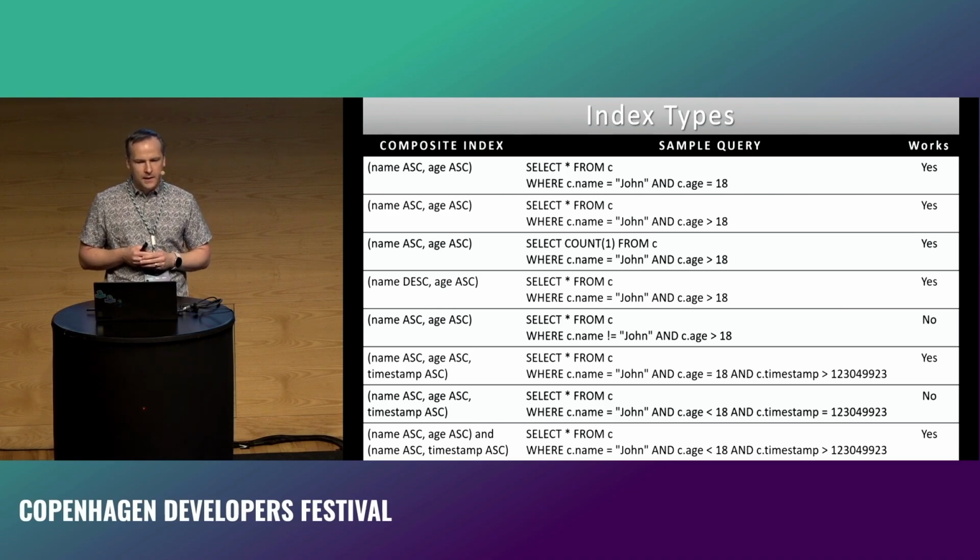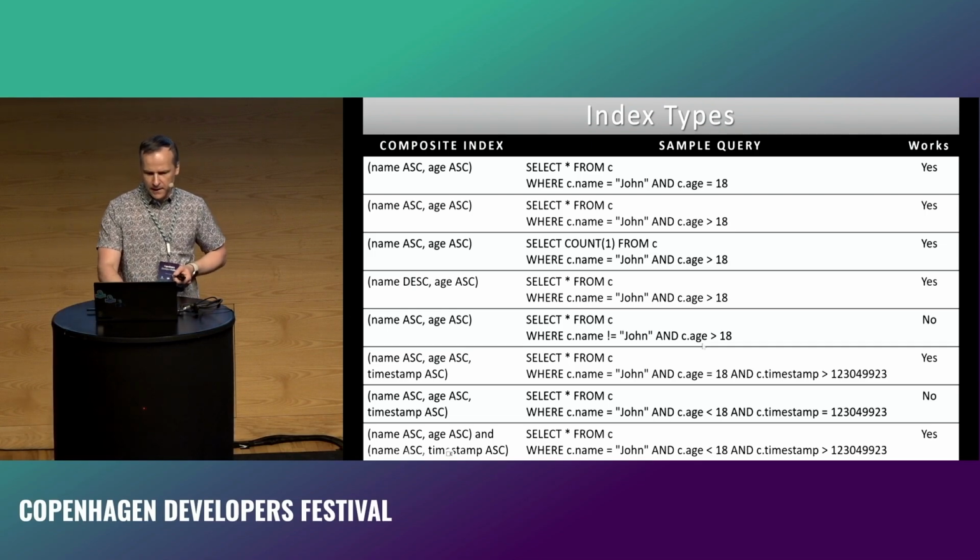Next one I have here is another kind of aggregation, and that one just works with the name and age composite index. Everything works here until we have this select all from c where c.name is not equal to John. That doesn't work because it's not equal anymore, so it's almost like a range. So I have two kinds of range filters here, and you cannot use the composite index for this one.